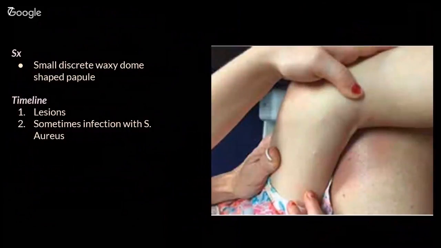Okay, so this is another type of exanthem. So the lesion is here. So it's described as small, so usually less than 5 millimeters. Okay, discrete, which means by itself. It's waxy and it's dome shaped, and it's a papule. Okay, it's a molluscum. Perfect.